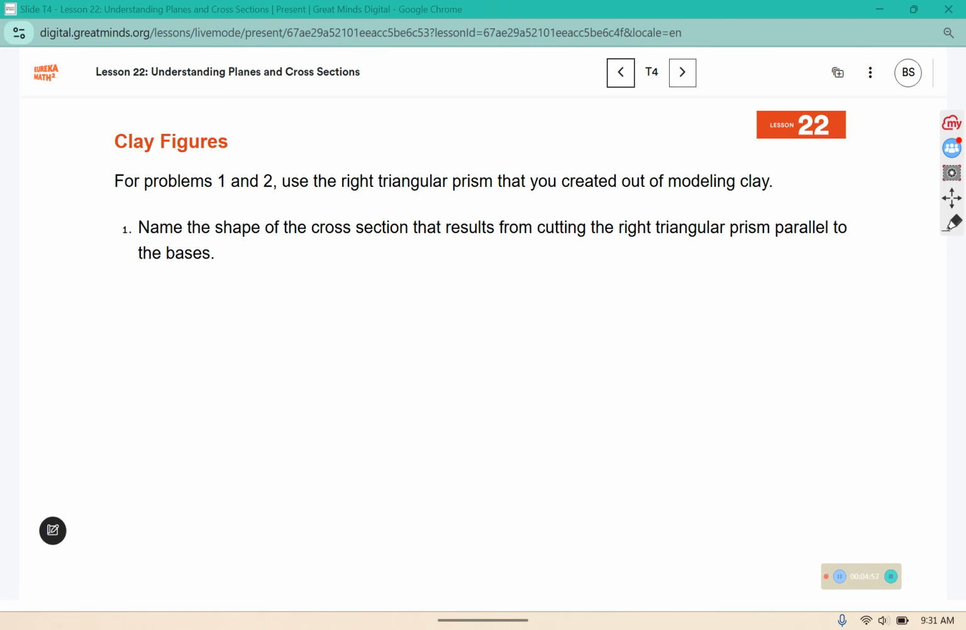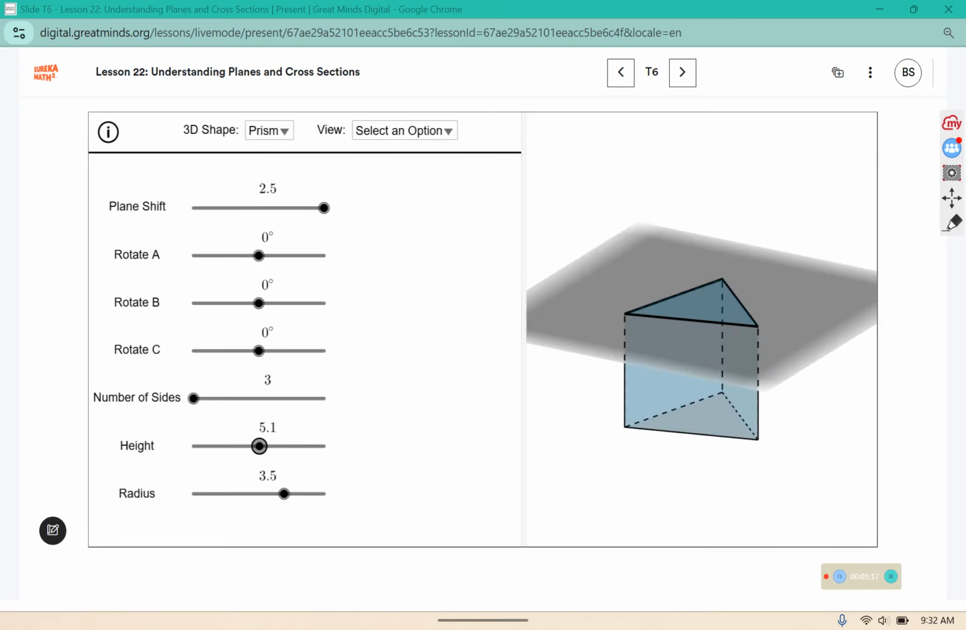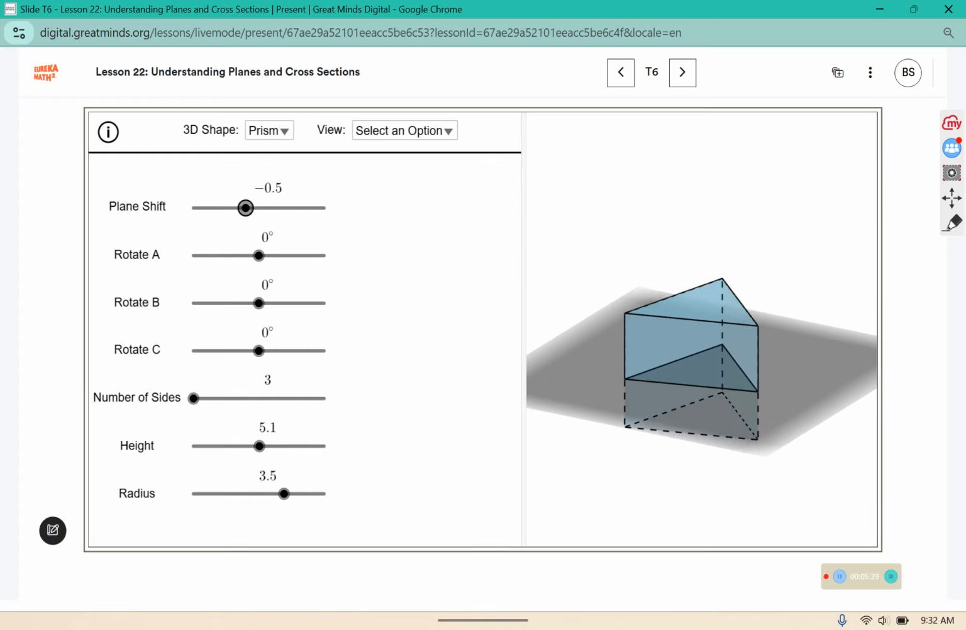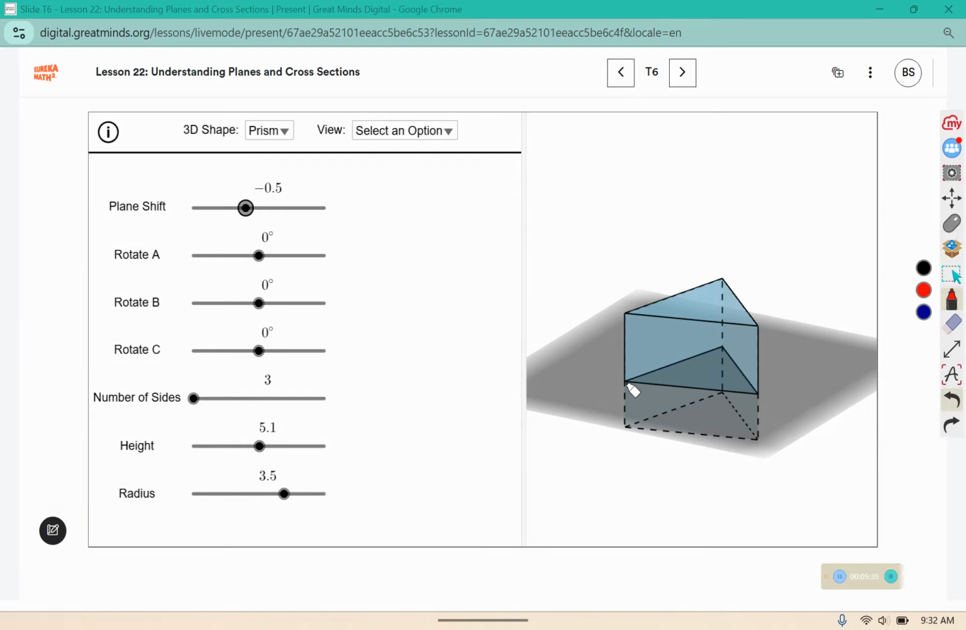For problems 1 and 2, use the right triangular prism that you created out of modeling clay. Since you're online, we're just going to use the digital version of this. And it says, name the shape of the cross section that results from cutting the right triangular prism parallel to the bases. Here you can see I have a triangular prism, and the plane is that gray section that is parallel to the base. And if I slide it down into my shape, the shape that is created by the cutting of the plane through the prism is a triangle.